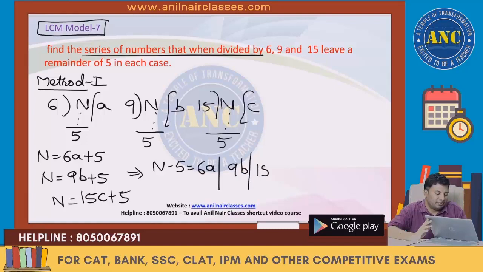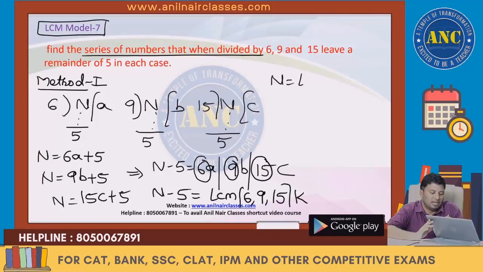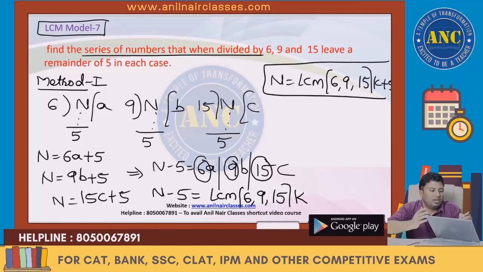Now if you observe, n minus 5 is nothing but either 6a or 9b or 15c. The number is divisible by 6, divisible by 9, divisible by 15. What is the number that is divisible by 6, 9 and 15? It is nothing but LCM of 6, 9, 15 into its multiple. So the answer form will be LCM of 6, 9, 15 into k plus 5. How will you do this? LCM of 6, 9 and 15. K.